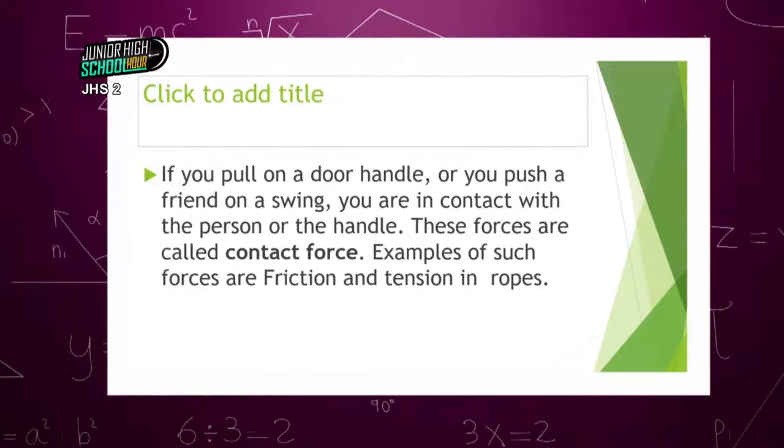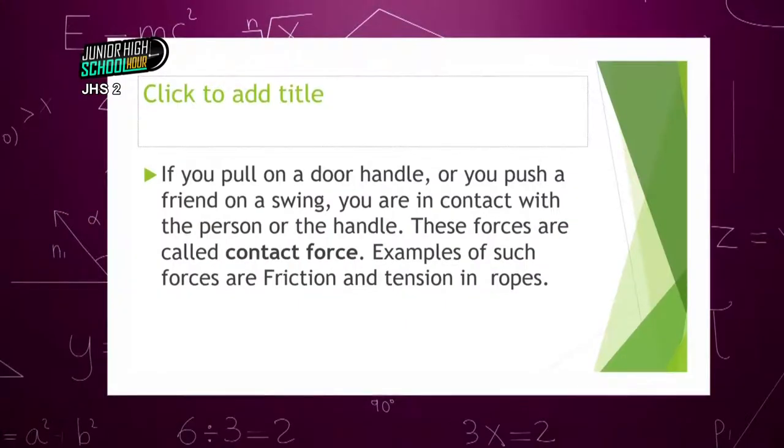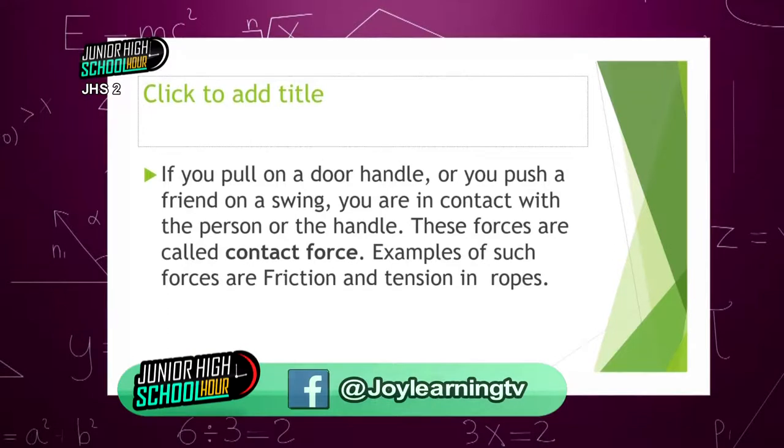When we go out to play, our friends sit on the seesaw or on the swing. We push them. We are in contact with the rope or the person on the swing. These forces are called contact forces. Examples of such forces are friction and tension in ropes.